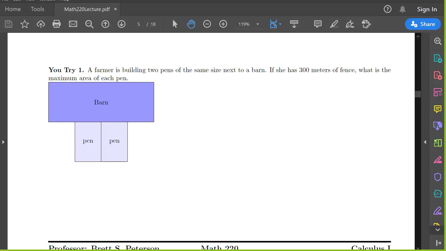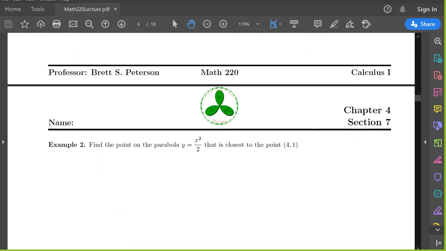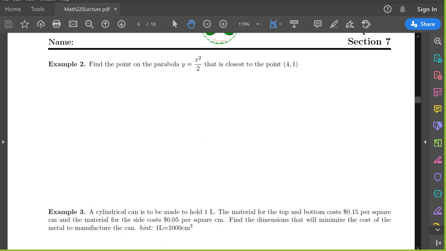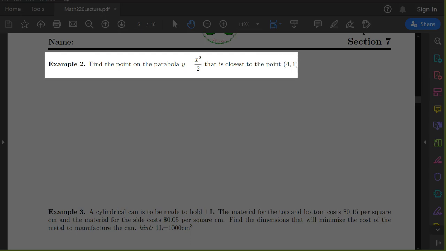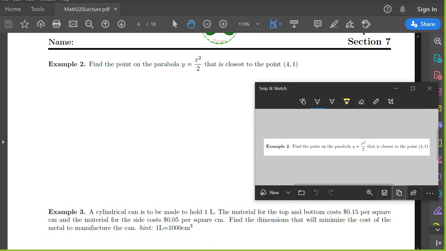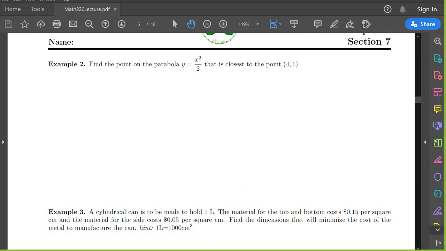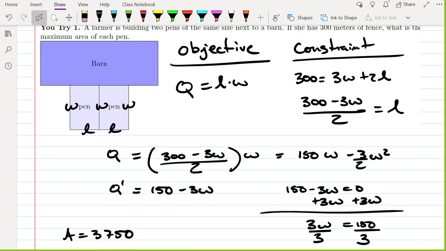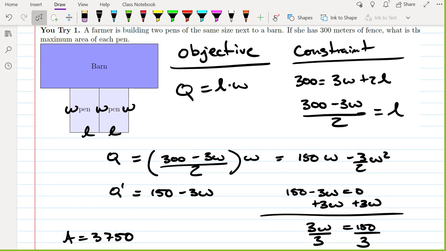Professor? Yes? I think the thing that I did wrong for this problem was for my objective, and I did 3L times 2W. Like, what was wrong with that? With 3L plus 2, nothing. For your constraint? For the objective one.